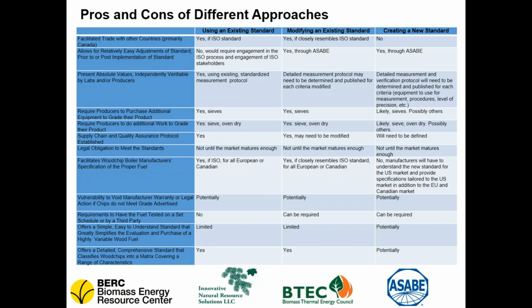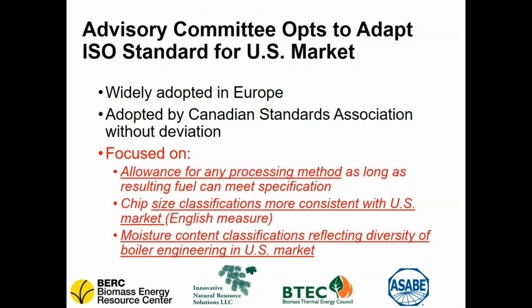So again, another fairly illegible table, but the gist of this is that we were looking at the three different approaches that we had and just wanted to look at the pros and cons for each one. We can modify a standard, we can adopt a standard, or we can create something new from scratch. And so looking at a number of different criteria, looking at the various pros and cons of each approach led to, next slide, a decision of adapting the ISO standard for the US market. And so the reasons that the advisory committee made that decision and felt that that was the best process to move forward with was that the ISO standard is widely adopted in Europe and around the world. It had recently just been adopted verbatim by the Canadian Standards Association without any deviations.